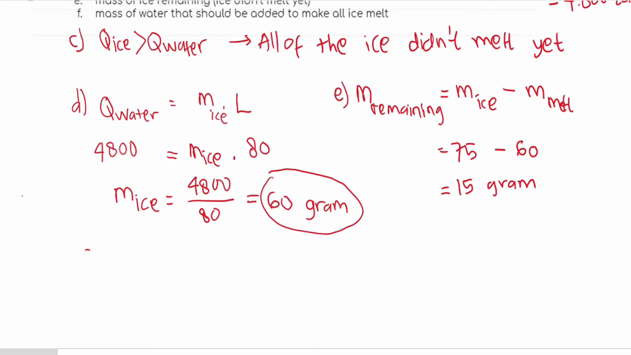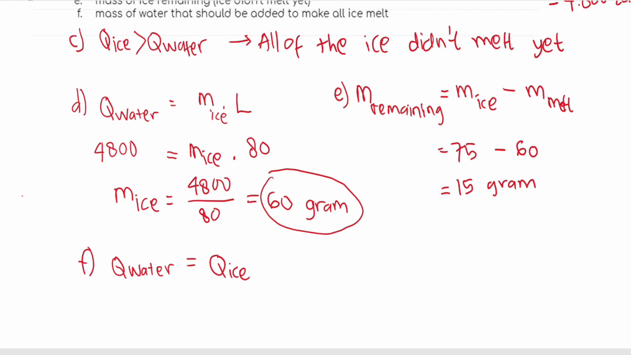Now for F, we need to calculate the mass of water that should be added to make all the ice melt. We can use these equations. The Q of water equals Q ice.